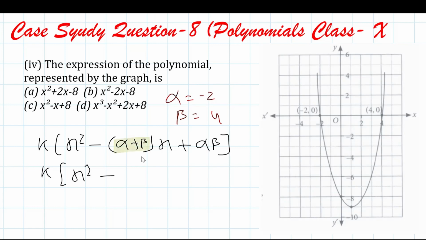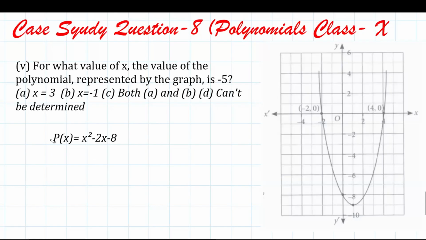What is the sum? The sum of these two is +2. But this minus sign is for this formula. So this is minus 2 times x, plus the product of the zeros. What is the product of these two? It's -8. Plus times minus is minus. So this is x square minus 2x minus 8. x square minus 2x minus 8 is the correct option. That is option B in this case.